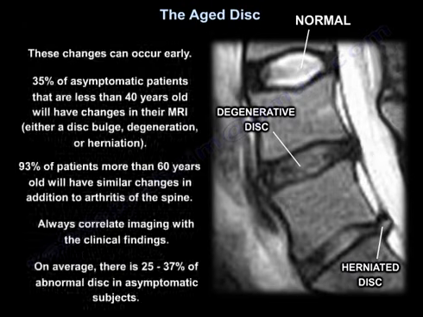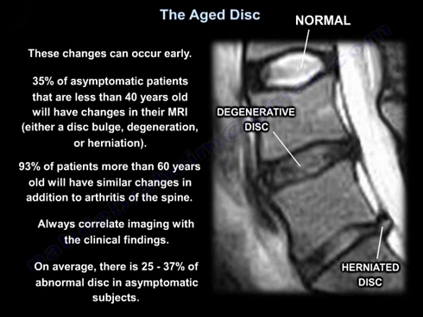These changes can occur early. 35% of asymptomatic patients that are less than 40 years old will have changes in their MRI, either a disc bulge, degeneration, or herniation. And 93% of patients more than 60 years old will have similar changes, in addition to arthritis of the spine. Always correlate imaging with the clinical findings.